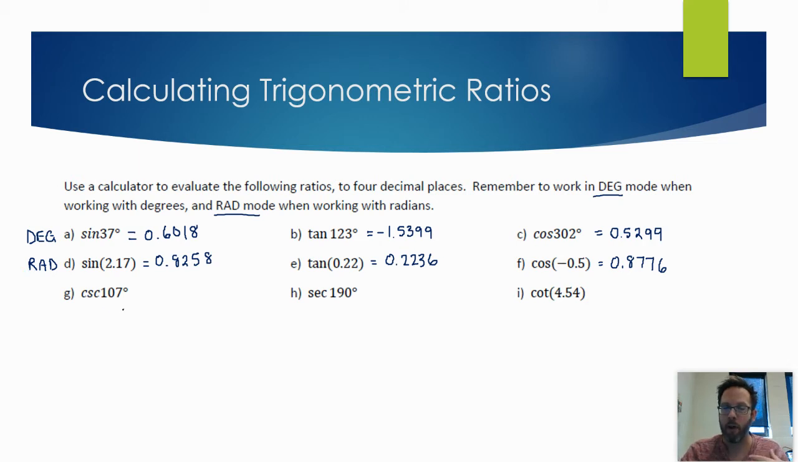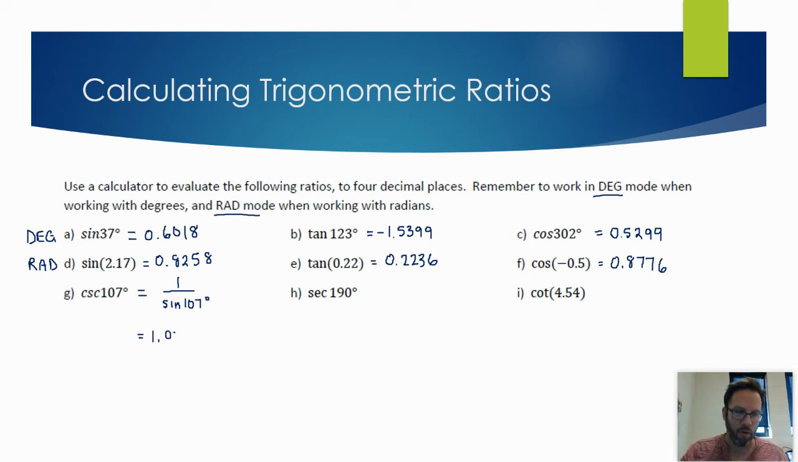So how do we evaluate reciprocal ratios? You did do this in your grade 10 course. What we do is we make use of the fact that cosecant in this case is the reciprocal of the sine function. Cosecant 107 degrees is the same as 1 over the sine of 107 degrees. So you can evaluate sine 107 and then divide by 1, or you can just do that in one step. And I need to take my own advice and switch back to degree mode. So 1 divided by sine 107.